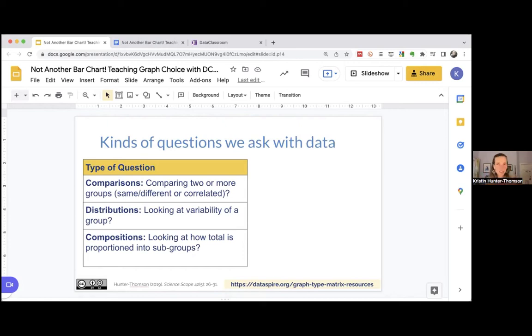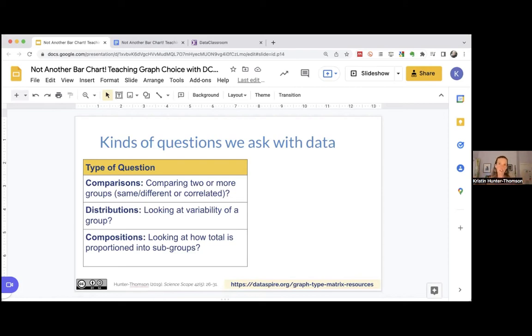This is not exhaustive. There are other questions that we ask, and there are certainly other questions that we ask of data out there for those that professionally look at data. But these are the three that most often come up. We're asking comparison questions. So we're comparing two or more groups. Are they the same? Are they different? Pre-treatment, like the treatment versus the control. Was there a difference? Are they correlated?